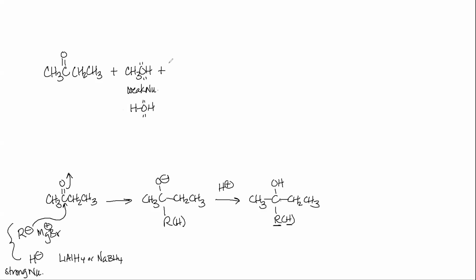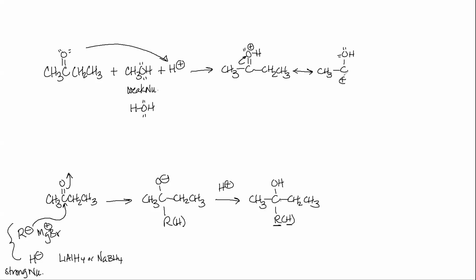So instead what I need to do is to make the carbonyl more electrophilic by adding acid to this and protonating the carbonyl oxygen. So if I protonate the carbonyl oxygen, I'm going to end up with that oxonium ion. And that oxonium ion has a resonance structure where I can move the pair of electrons from the carbon-oxygen double bond and form the carbocation.